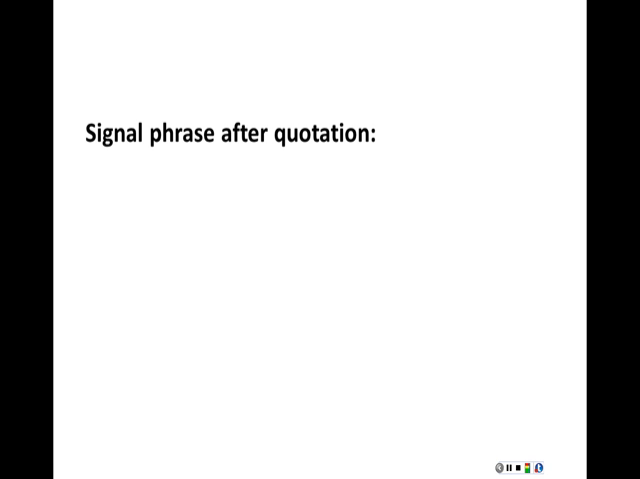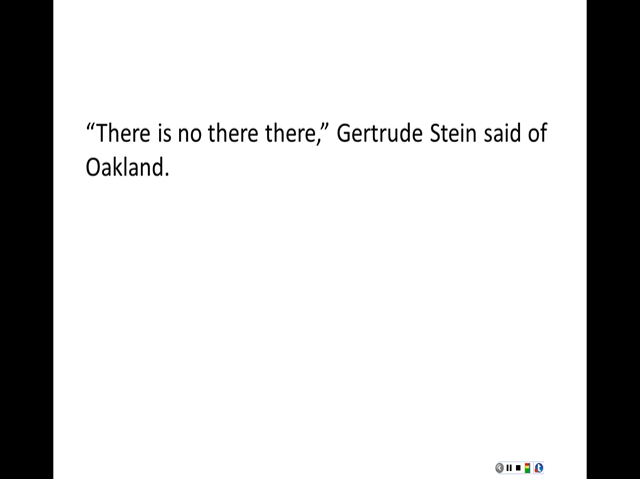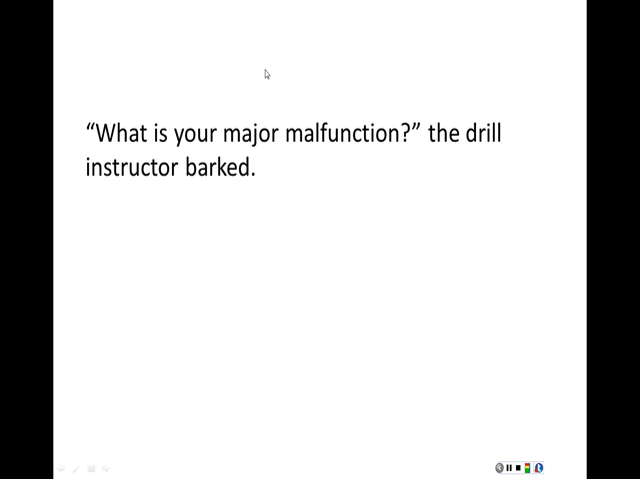Another thing you can do, just to mix things up, is have the signal phrase after the quotation. So quotation first, signal phrase second. There is no there, Gertrude Stein said of Oakland. So here's our signal phrase, Gertrude Stein said, and then it's qualified, of Oakland, what she was talking about, and the quotation came first. There is no there. Notice the comma here. And another one: What is your major malfunction? The drill instructor barked. That's from the movie Full Metal Jacket.